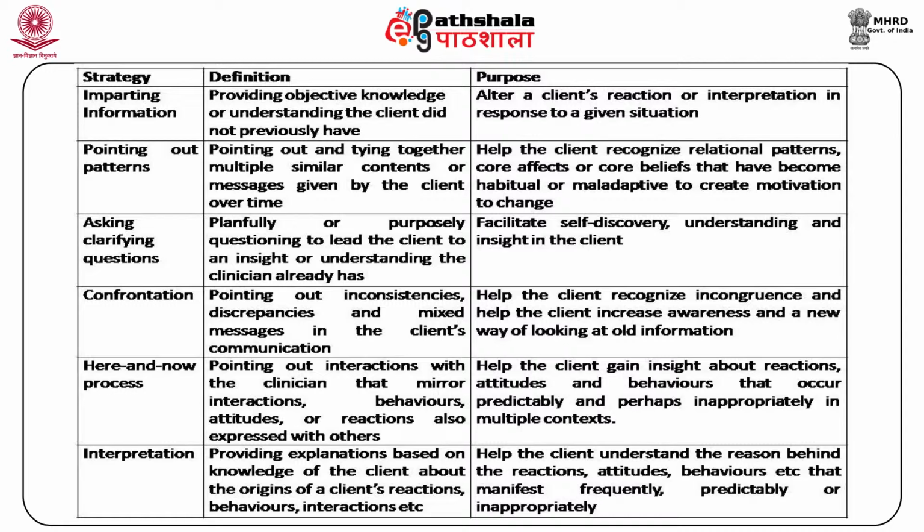The first strategy is imparting information, which is defined as providing objective knowledge or understanding the client did not previously have. And the purpose of this strategy is to alter a client's reaction or interpretation in response to a given situation. The second strategy is pointing out patterns. The definition of this strategy is pointing out and tying together multiple similar contents or messages given by the client over time. The purpose of this is to help the client recognize relational patterns, core affects or core beliefs that have become habitual or maladaptive, to create motivational change.